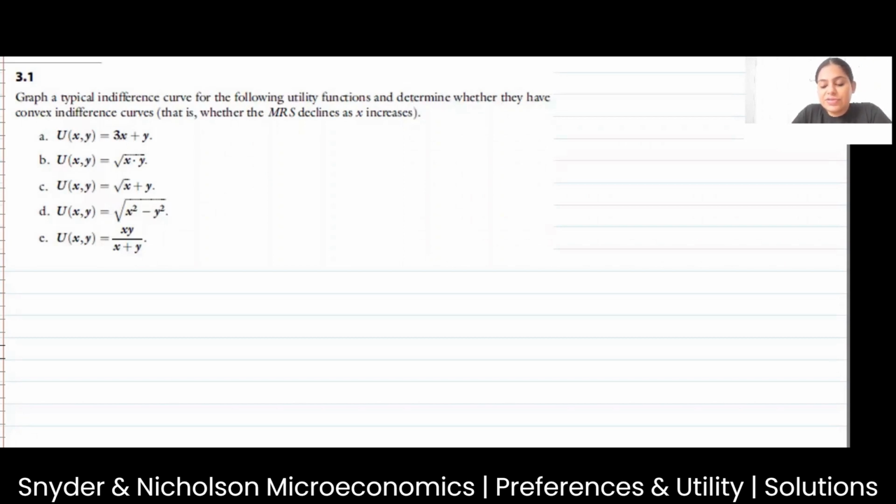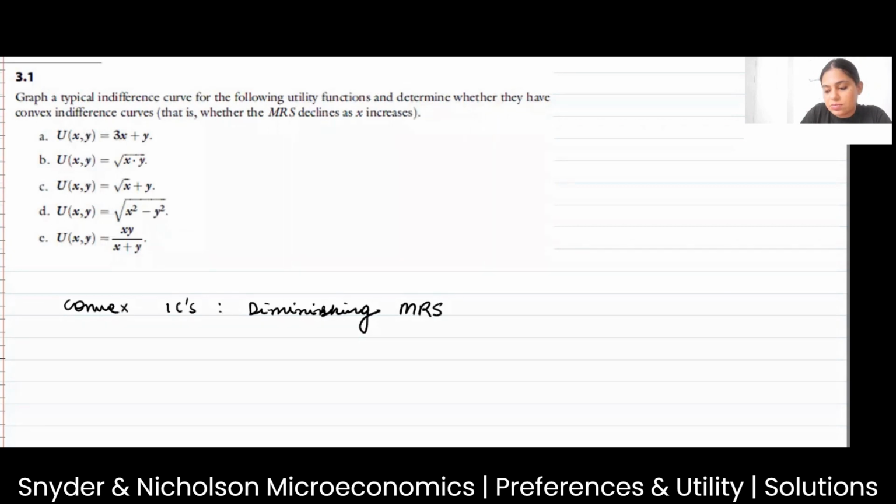Graph a typical indifference curve for the following utility functions, and determine whether they have convex indifference curves. Now, convex ICs are the ones which have diminishing MRS. So the first aim for you is to find MRS. Once you find this MRS, you will have to check whether this diminishes or not.